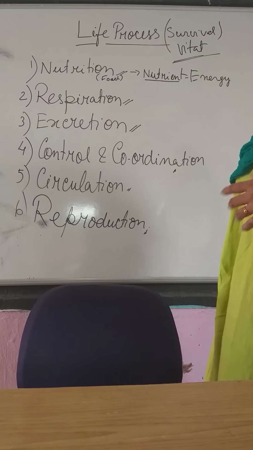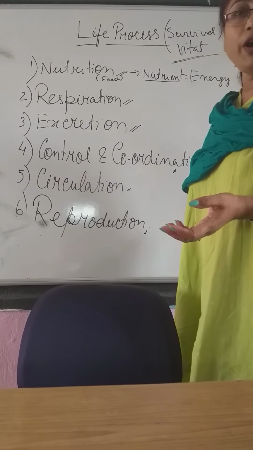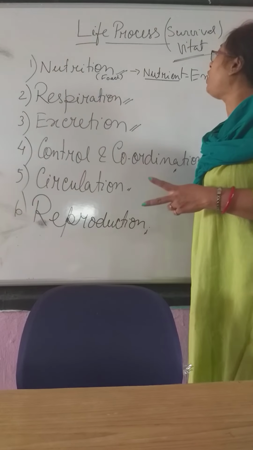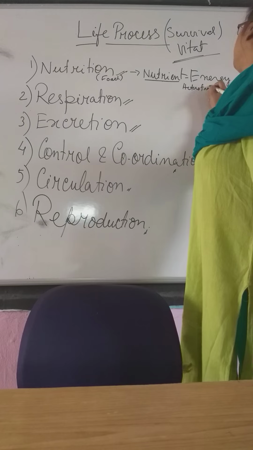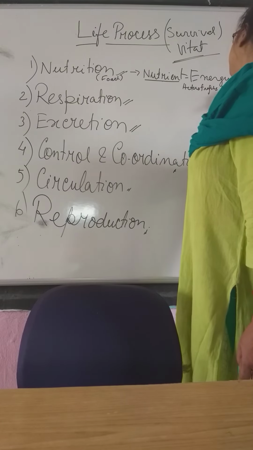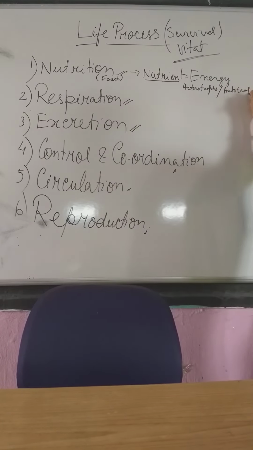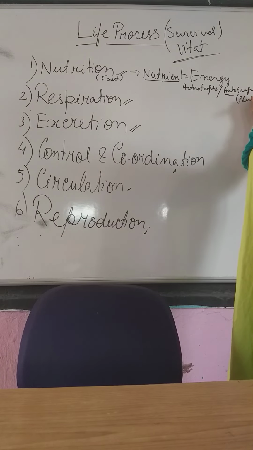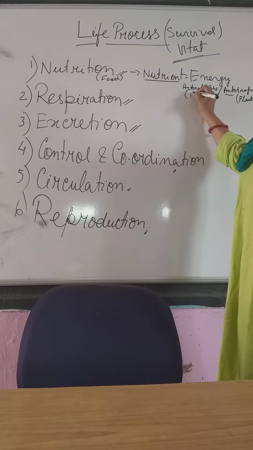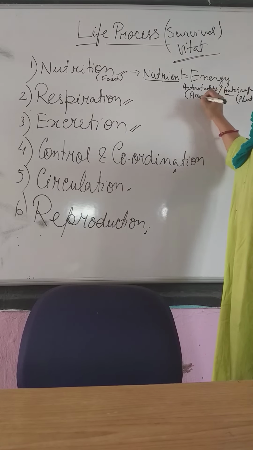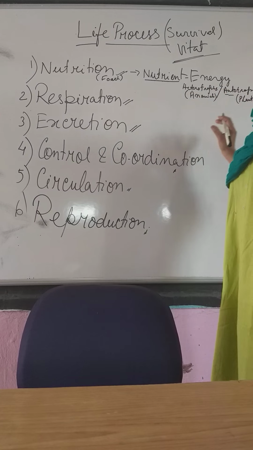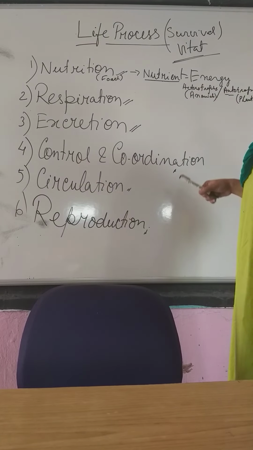Now when we deal with nutrition, we will come to a point that we have two categories of organisms. One is known as heterotrophs and the other is autotrophs. Autotrophs means organisms that are capable of preparing their own food, that is plants. All animals that cannot prepare their own food come under the heterotrophs.